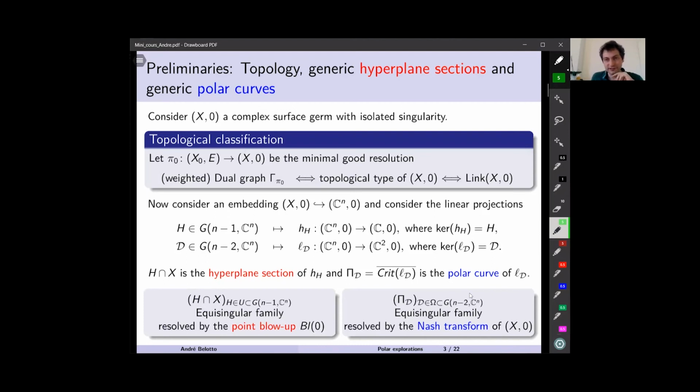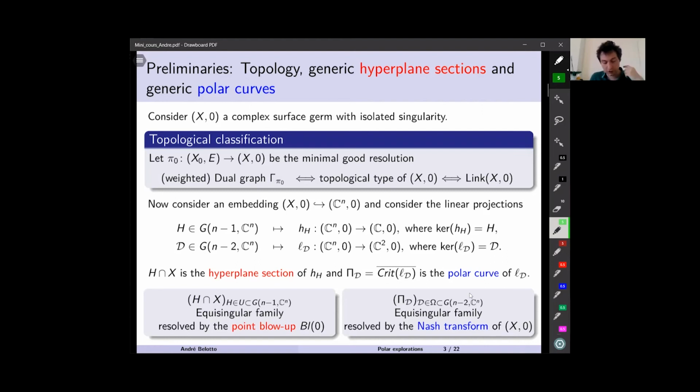A very important characterization for us, that I'm going to follow for the entire talk, is that if I take all of these hyperplane sections parameterized by the Grassmannian, then there exists an open dense set, by Teissier, where this family is equisingular. What does this mean? It means that it can be resolved by a point blowing up, where the point blowing up is the blow up of Cn. So the resolution has to factor through the blow up of the maximal ideal, which is exactly this guy, and this is how I'm going to denote it through the talk.